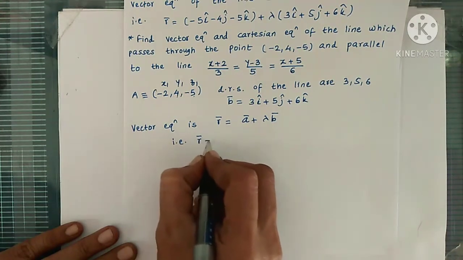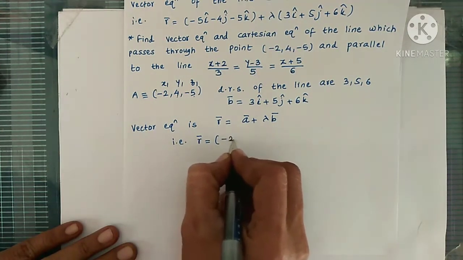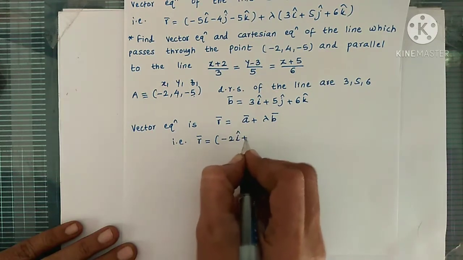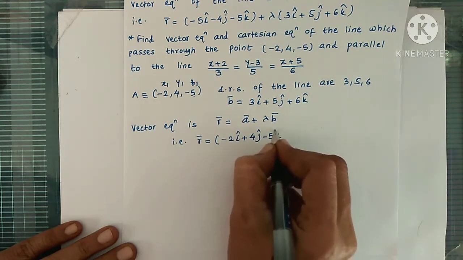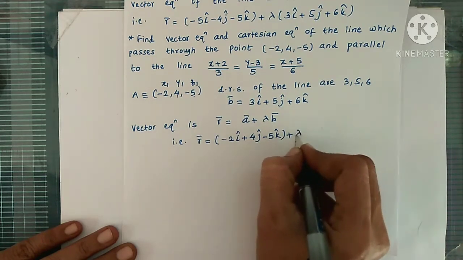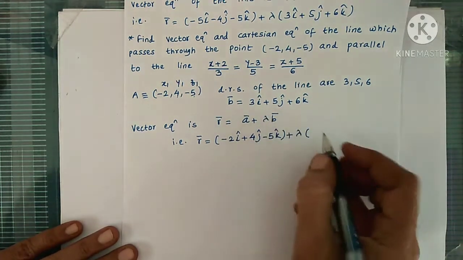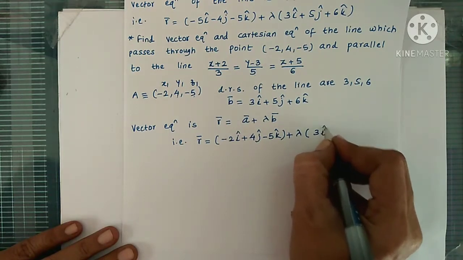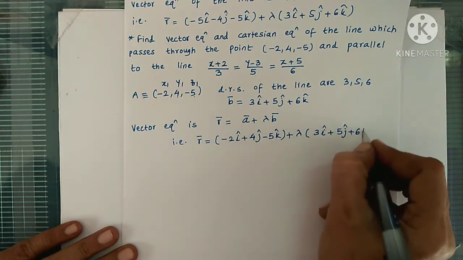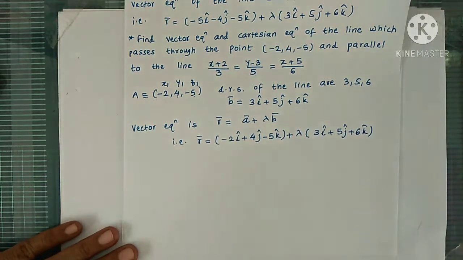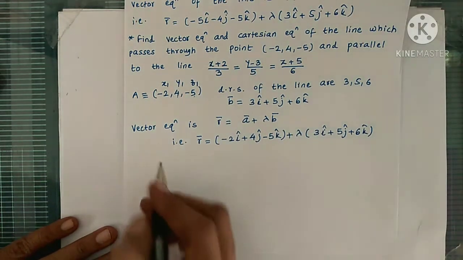That is r bar equal to, now a bar is minus 2 i cap plus 4 j cap minus 5 k cap plus lambda into b bar is 3 i cap plus 5 j cap plus 6 k cap. So this is the equation of the line in vector form.